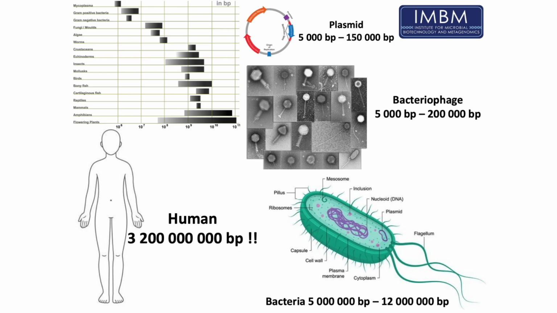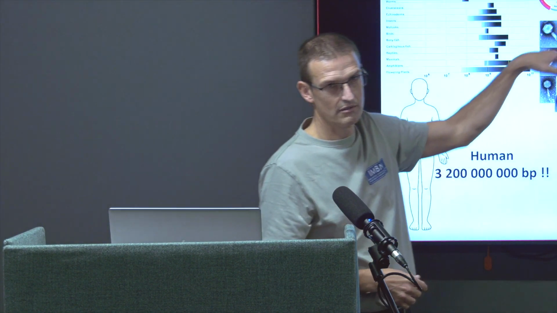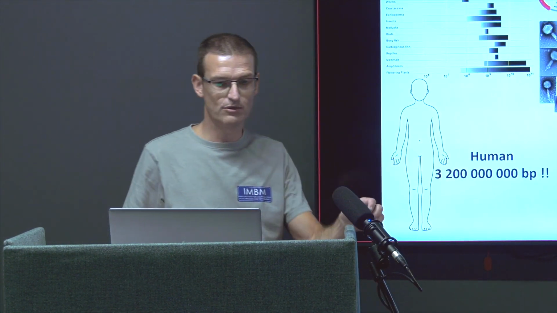Bacteriophages, I don't know if you guys are familiar with those. They are viruses that specifically target bacteria. So again, about 5 kb, 5 kilo base pairs to 200,000 base pairs. Then a bacterial genome, so that'll be roughly 5 million to about 12 million base pairs. And then of course, a human genome is 3.2 billion base pairs. So you can see there's a huge range of sizes that we may want to sequence.